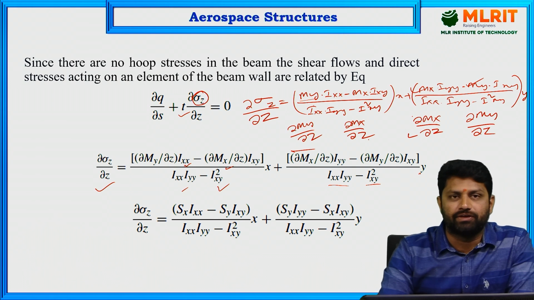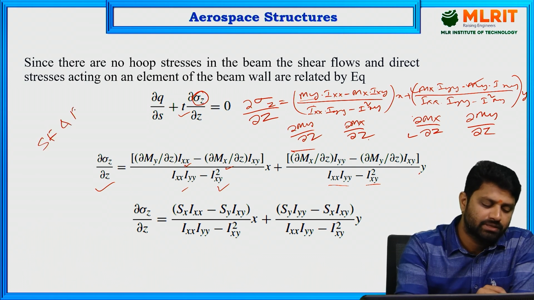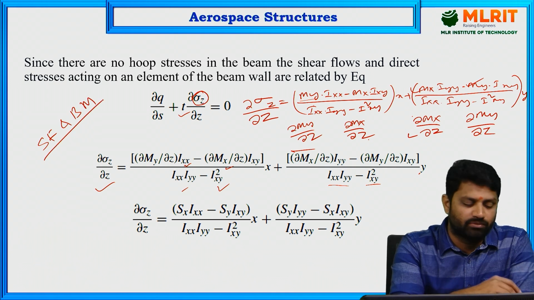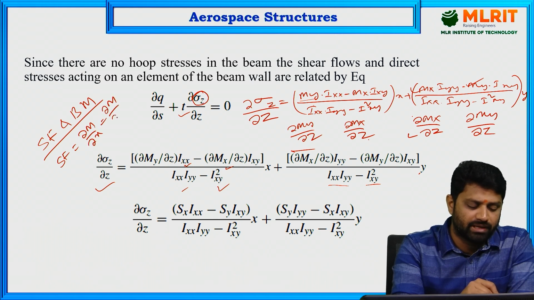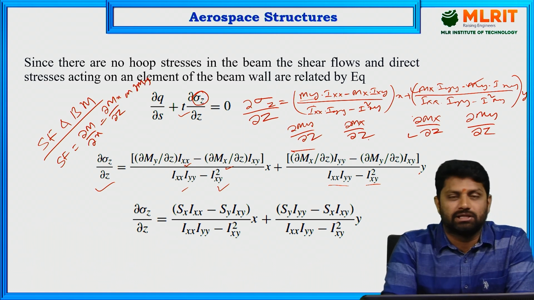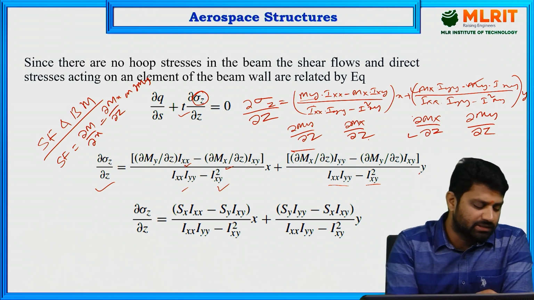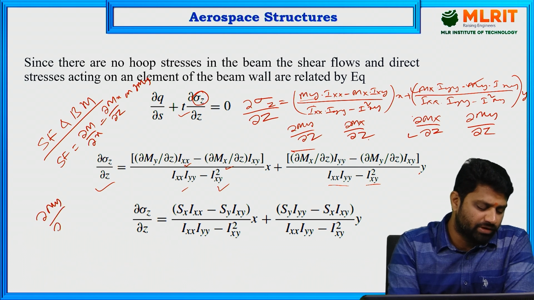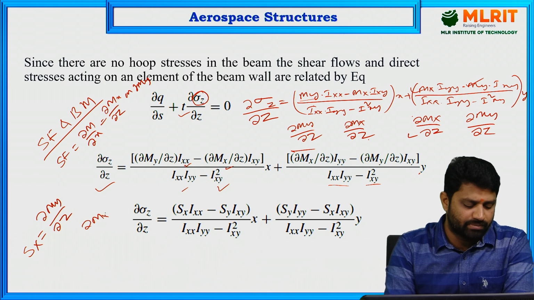Now after this, what we need to understand is the relationship between shear force and bending moment. What is that? The rate of change of bending moment is defined as shear force, that is dou m by dou z, either dou mx or dou my. So the rate of change of bending moment, dou my by dou z, gives you the shear force in x direction, that is Sx. Similarly, dou mx by dou z gives you the shear force in y direction, that is Sy.